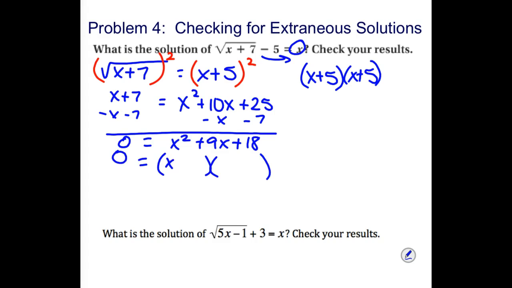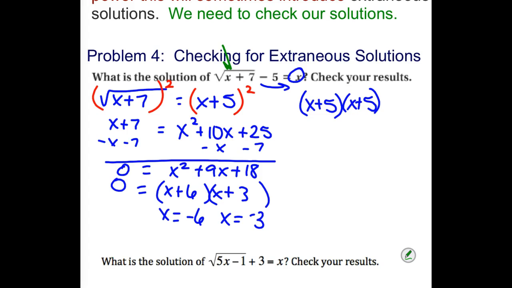All right, our x squared, we're going to break into x times x. What numbers will multiply to be 18 and add up to 9? I heard 6 and 3. That means our solutions are what? Yes. x could be -6 or x could be -3. Now again, we have to check those. And remember, you're always plugging them back into the original equation.